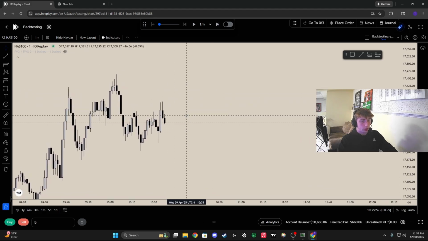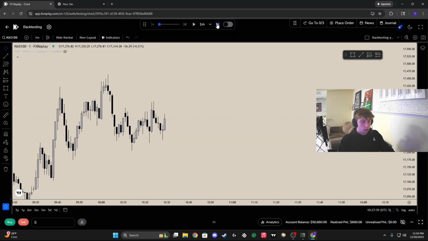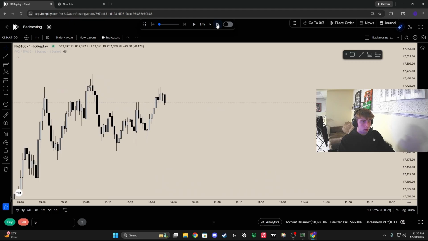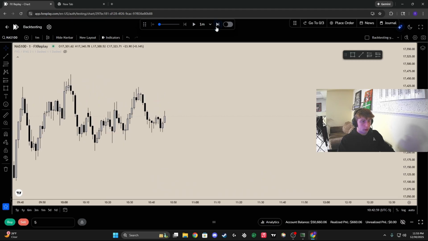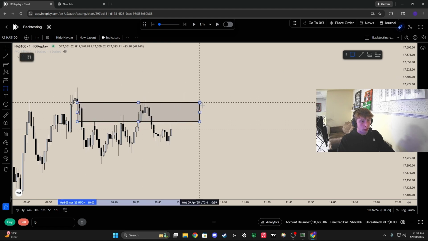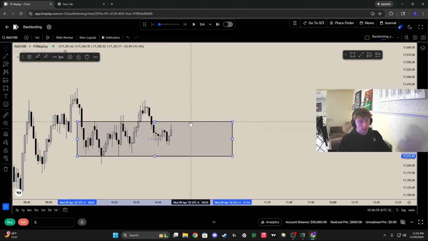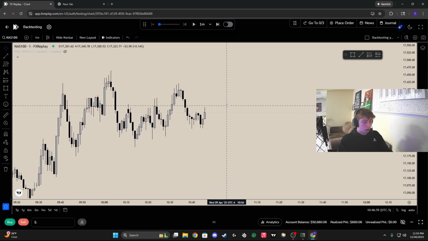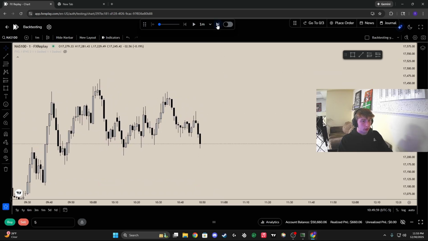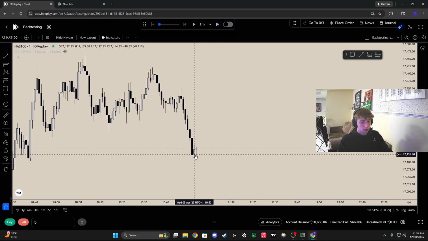Let's see, what do we want to see here? We really just need to see a move go somewhere. But this might just be a no trade. Yeah, this is looking like a no trade day. When you see price going horizontal like this, it's just going to be a no trade day. This really looks pretty shitty.